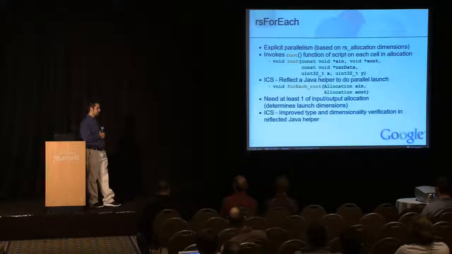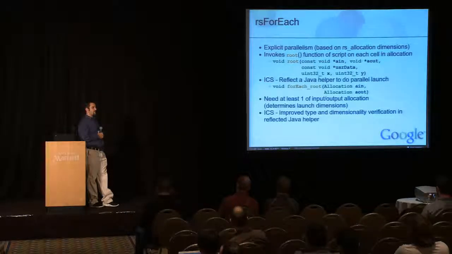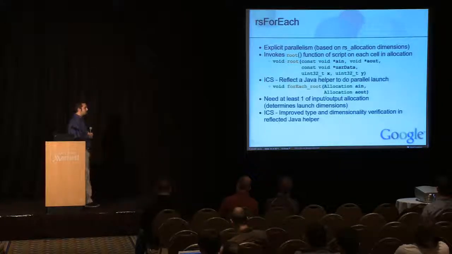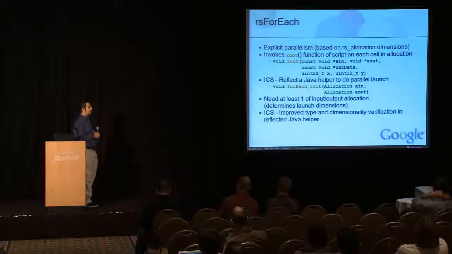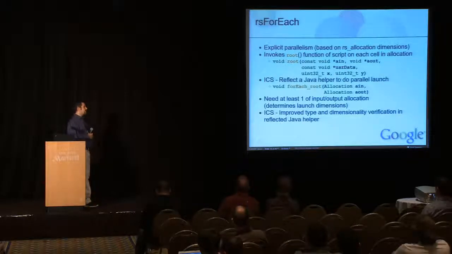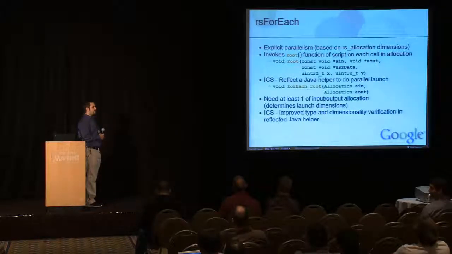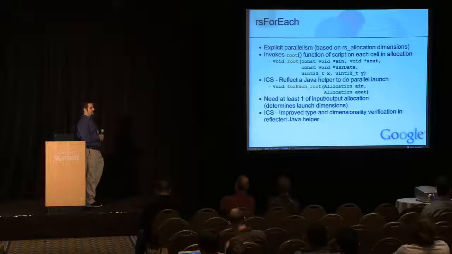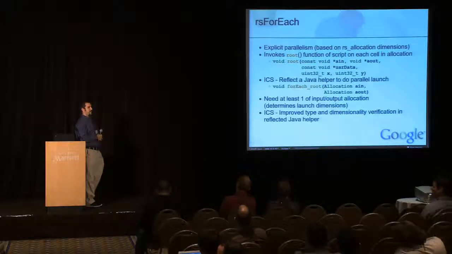For each essentially is kicked off from the runtime, and each instance of this is given a single cell to operate on. So maybe an X and a Y coordinate, or a particular XY coordinate value, and it can be done in any order arbitrarily. For this reason, we always have to have at least one input or output allocation. Allocations have a size statically specified for them, and this is what determines the launch dimensionality. And so we can do some optimizations also to make sure that we don't have a lot of overhead in actually doing a lot of small thread launches.